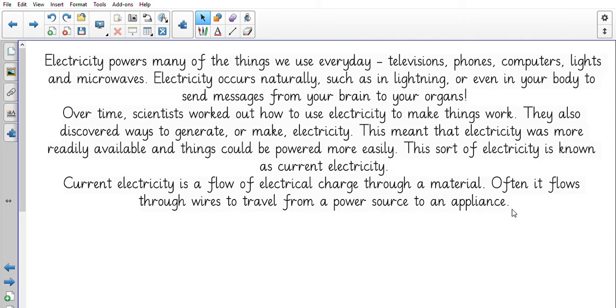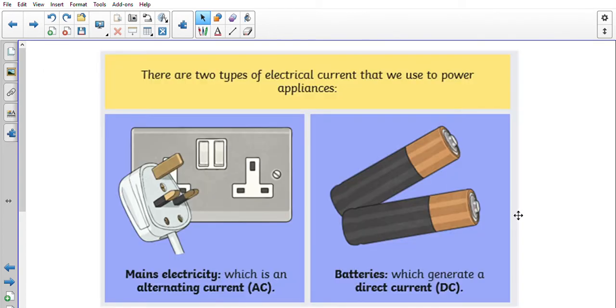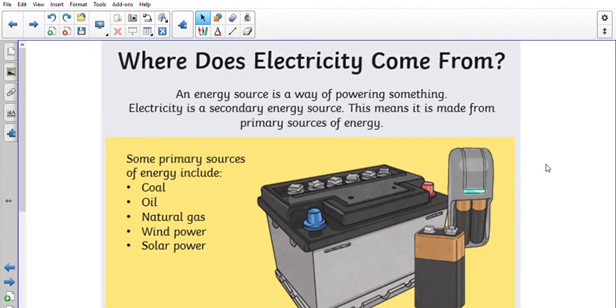This sort of electricity is known as current electricity. So that's a flow of electrical charge through material. It often flows through wires to travel from a power source to an appliance. So there are two types of electrical current that we use to power appliances. So we have the mains or batteries. So it's an alternating current or a direct current. So you will have both of these in your house, the plug socket and batteries in different things that you use. But where does the electricity come from?